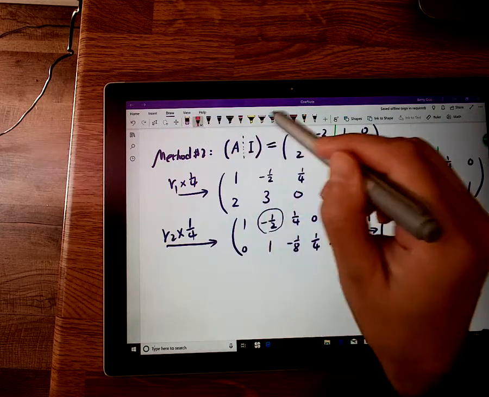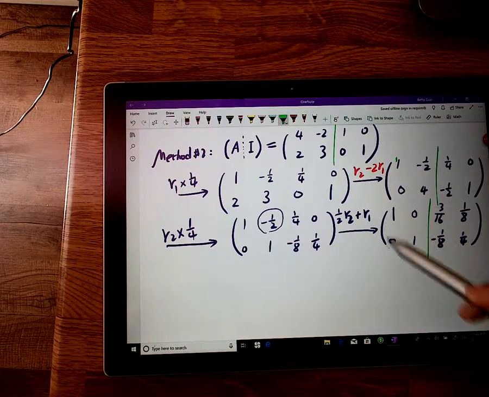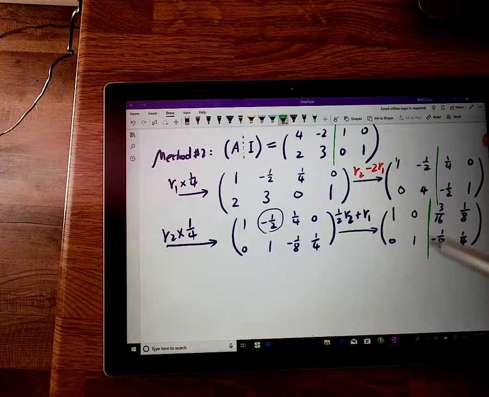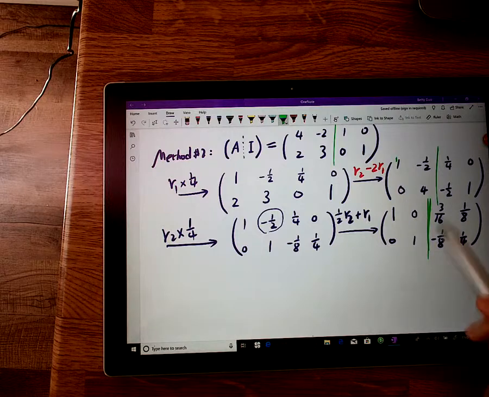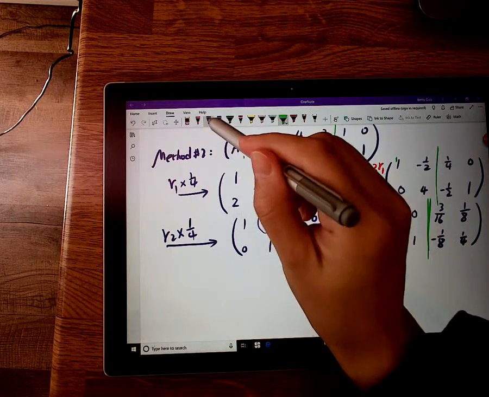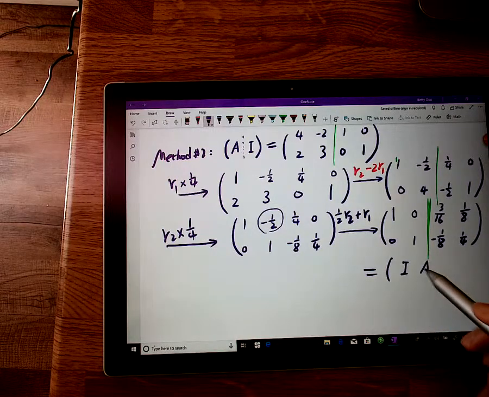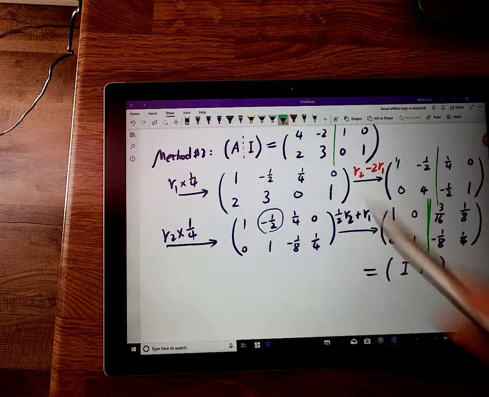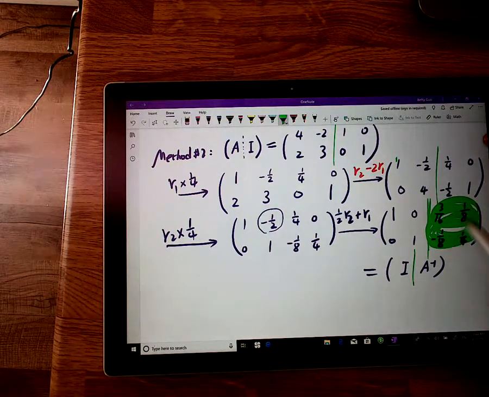Okay, so we finally reached the goal. We got the block to the left of the vertical line as identity. And what happened to the block to the right of the line? That turns out this actually is A inverse. We are able to find A inverse right here. This is the A inverse. You can look at the result from method 1. They are exactly the same.